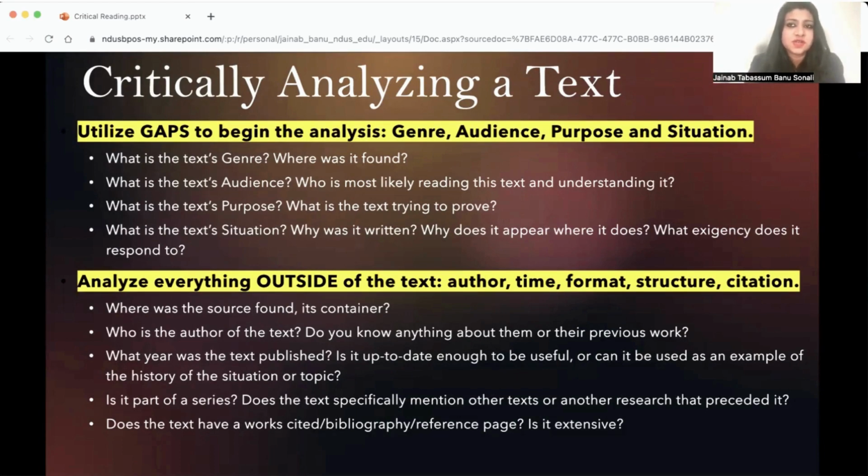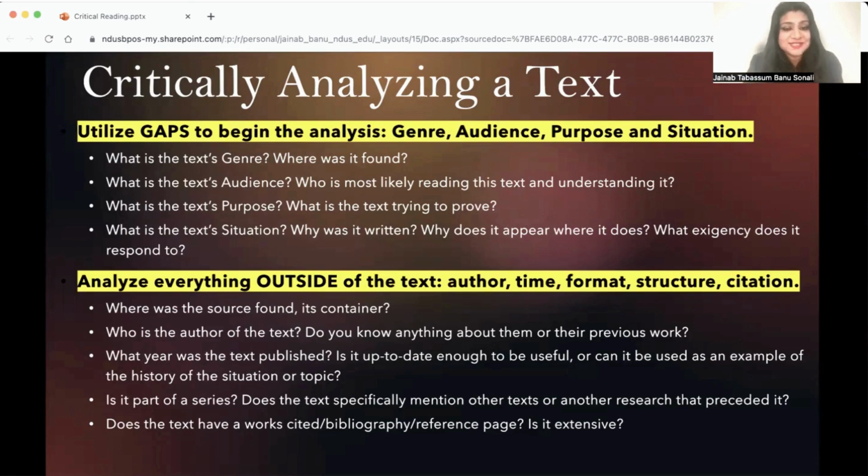It was published in 2020. That makes sense. It was published on the front page of a newspaper. So we understand the exigency and the importance of the text. It was on the front page of a leading newspaper, and it responded to the exigency called the pandemic. So we got the situation, right? So we need to understand the text situation.